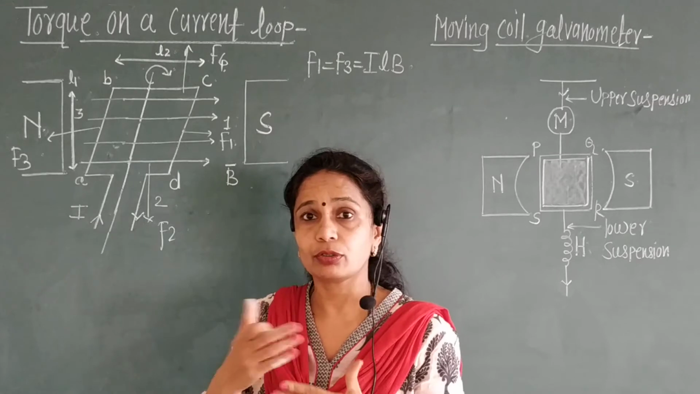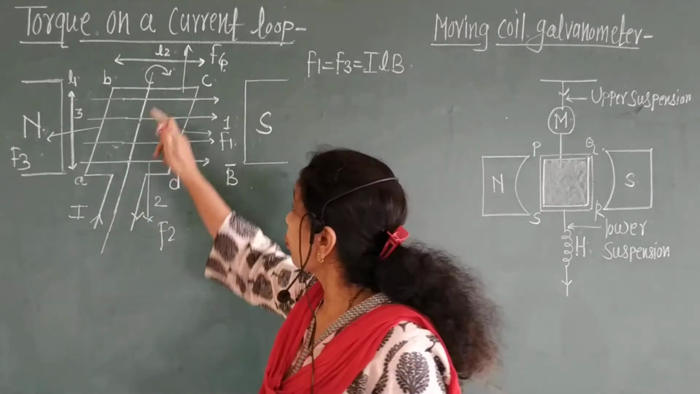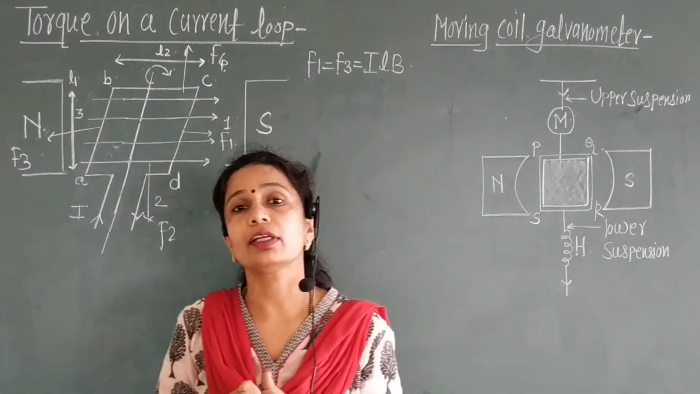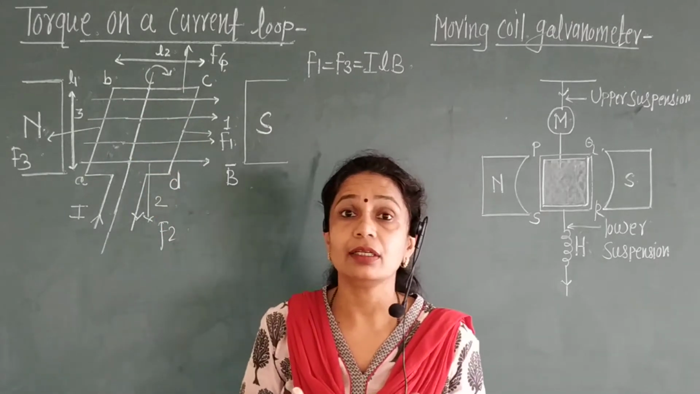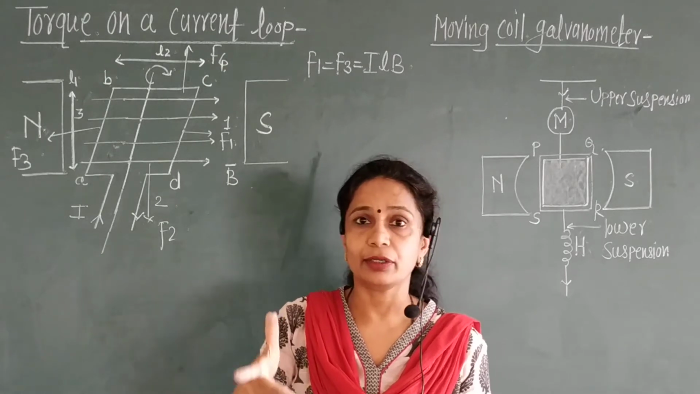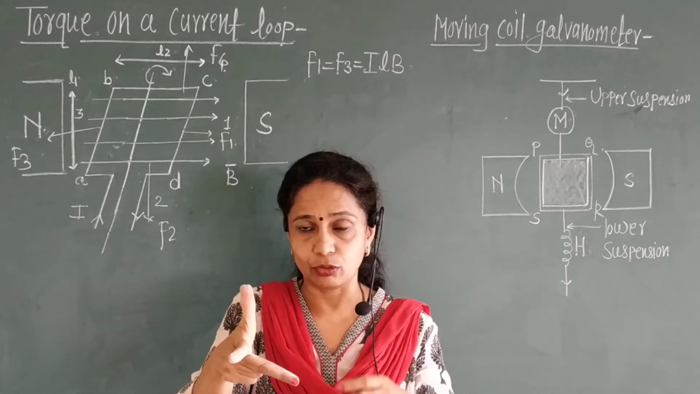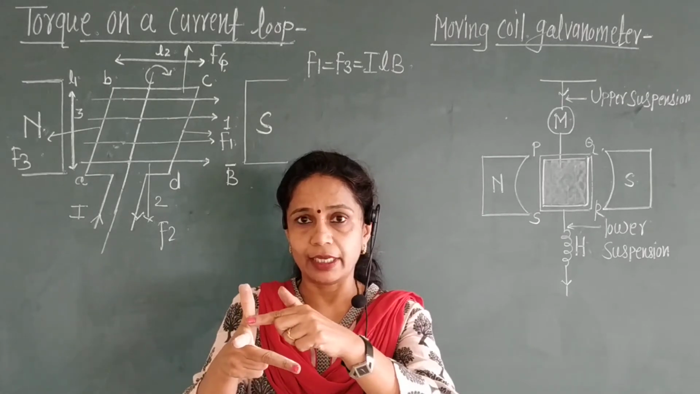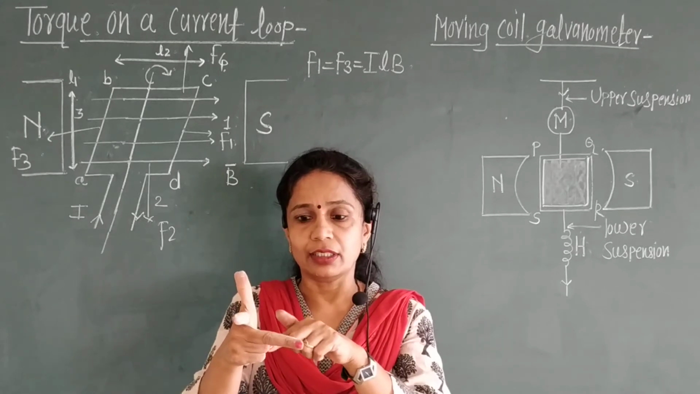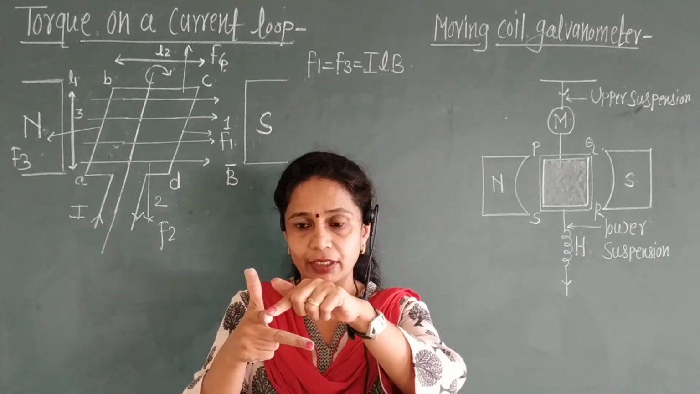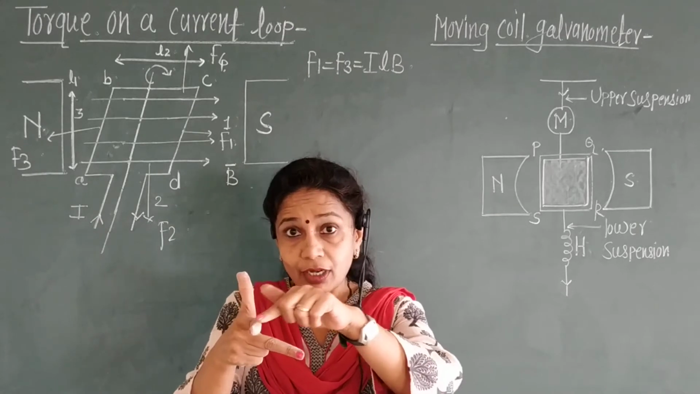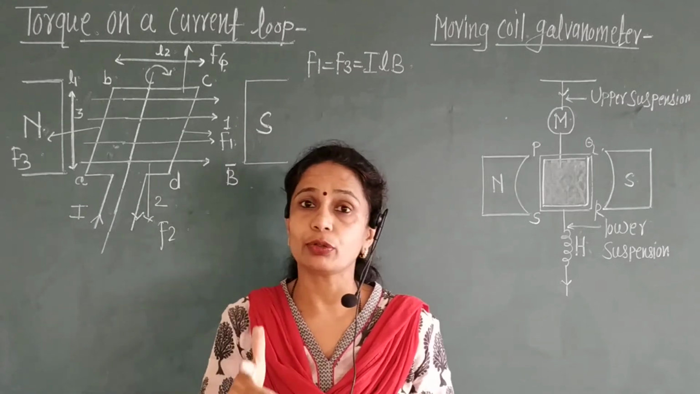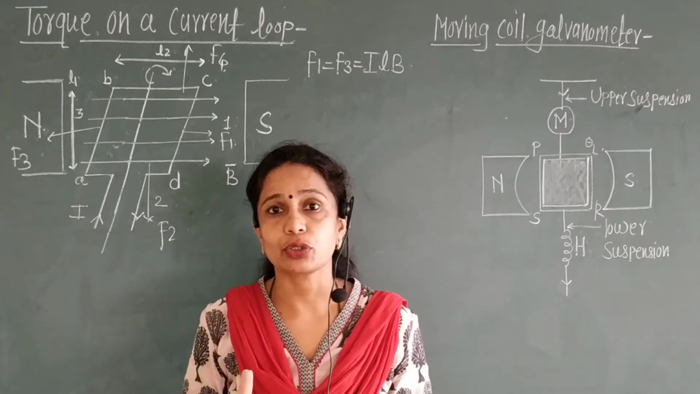Therefore, what will happen due to the torque? The coil gets rotated. See the direction in which the coil rotates; the force acting on the rectangular loop is given by the right hand rule. This is my right hand. This is the thumb, this is the forefinger, this is the middle finger. All are perpendicular to each other. The middle finger gives the direction of magnetic field, the forefinger gives the direction of current, and the thumb gives the direction of force. Therefore, the right hand rule is also used for the direction of force.